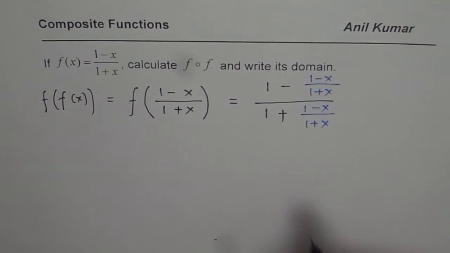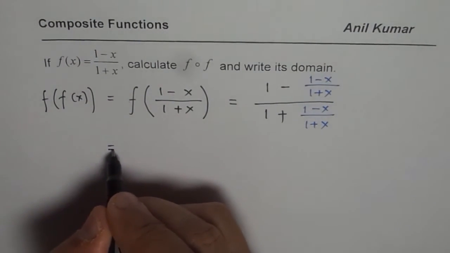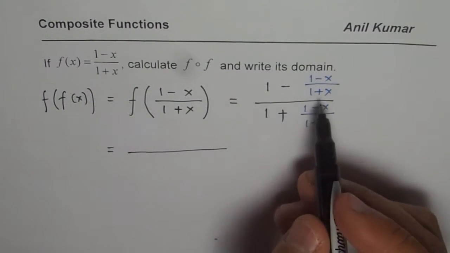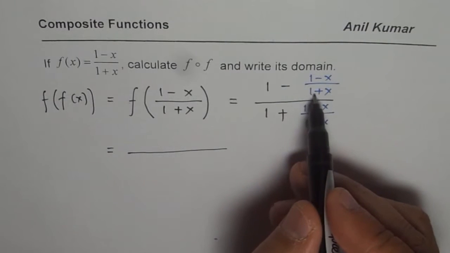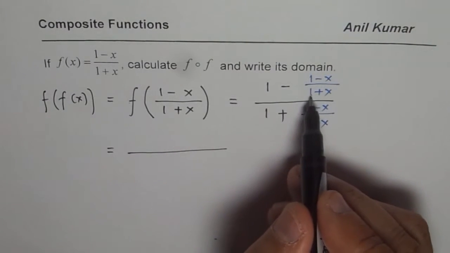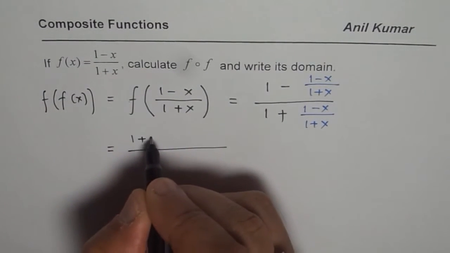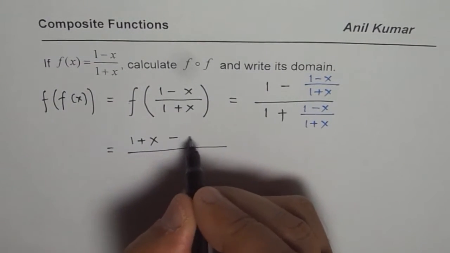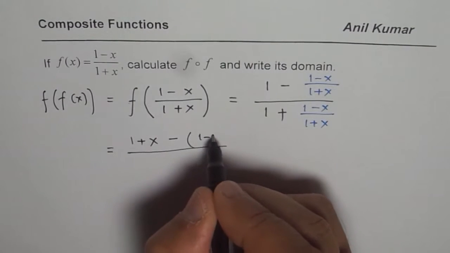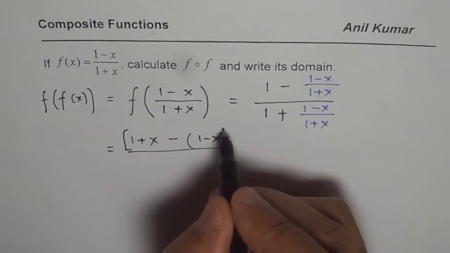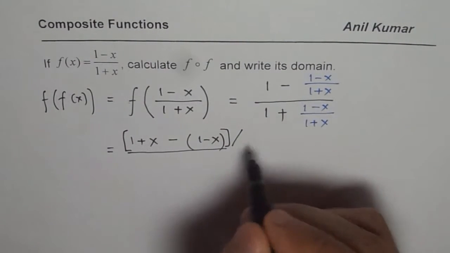Now it is a question of simplifying this complicated fraction. To simplify, what should we do? We can take this denominator and make a common denominator. So we get 1 plus x here. We have to multiply this 1 by 1 plus x. So what we get here is 1 plus x minus, write this in brackets, 1 minus x, correct? Now all this is actually divided by 1 plus x.